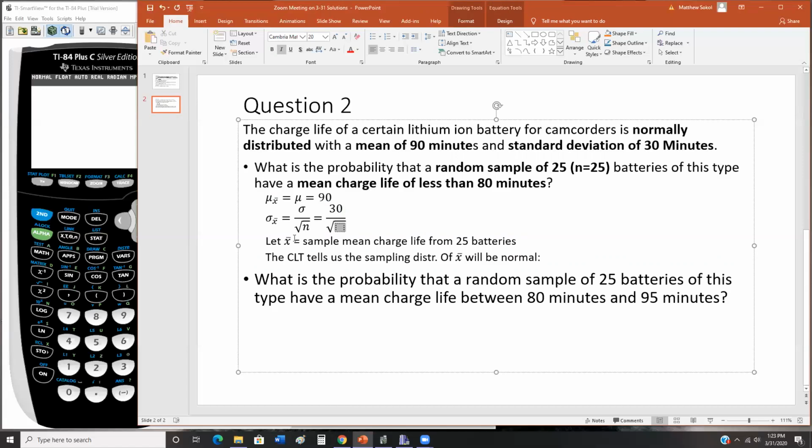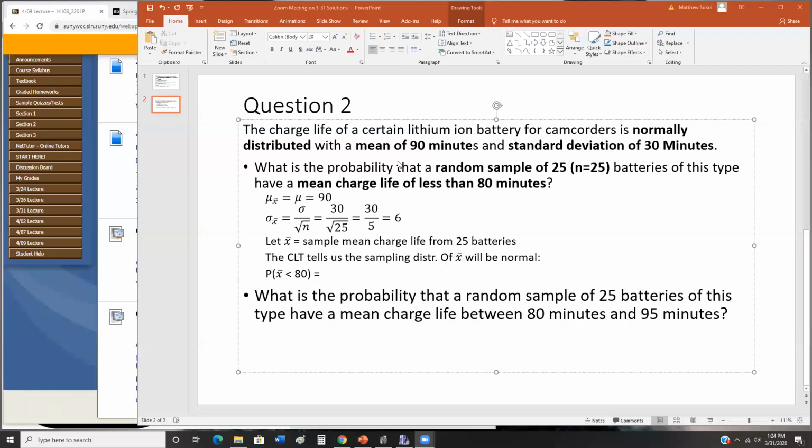Okay, so how large was the sample size here? How many camcorders? I just wrote it there for us. Looks like it's 25. So this will now be equal to, you take 30, the square root of 25 is 5, and 30 divided by 5 gets you 6. So this problem now asks, what was the probability that an X bar is less than 80?